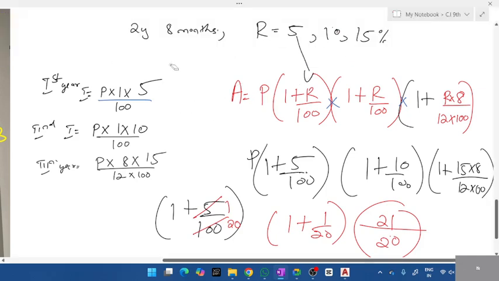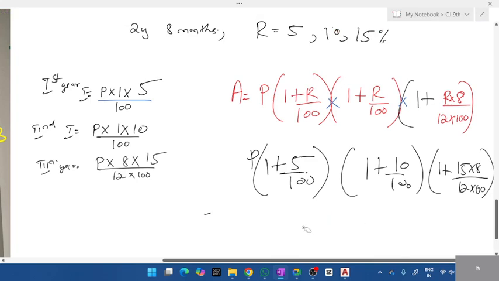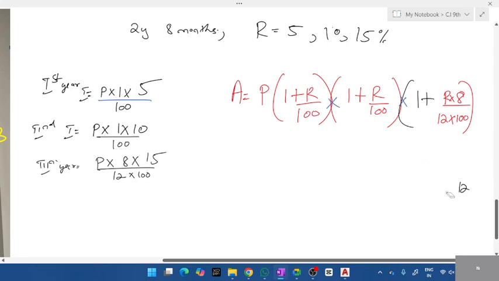Okay, when different rates are given. Is this clear? Did you understand? When different rates, time is given. Now, instead of 2 years, students, look here.